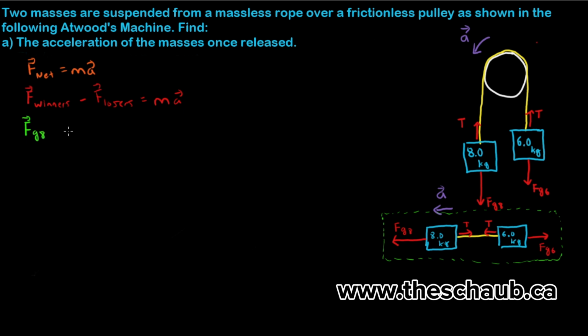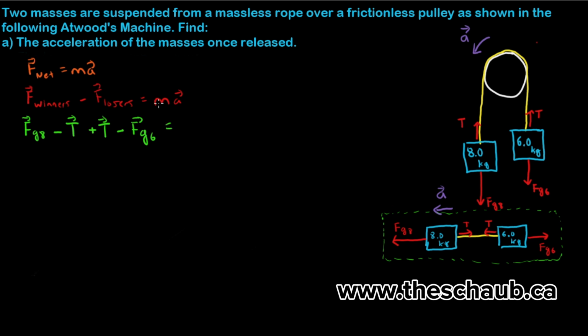Force Fg8. Next, moving from left to right, we have tension. Tension goes in the opposite direction as the acceleration, so we subtract the tension. Our next tension goes in the same direction as the acceleration because remember our tensions are equal in magnitude and opposite in direction. So this second tension is a winner. It's a positive force. And finally, Fg6 acts in the opposite direction of our acceleration. So by our definition, that's a loser. So we subtract Fg6.